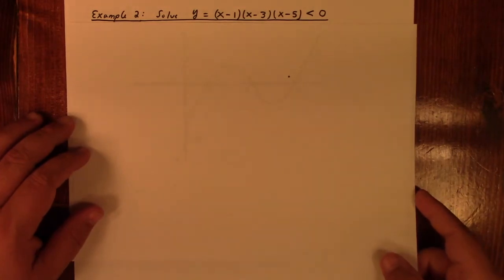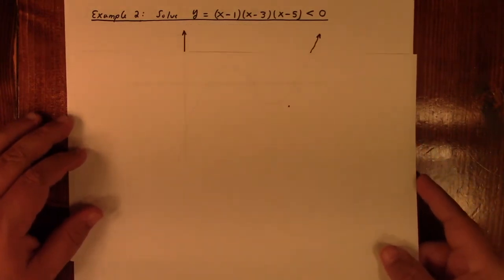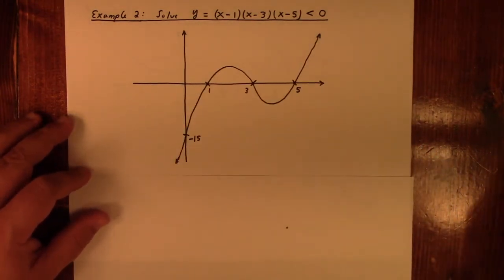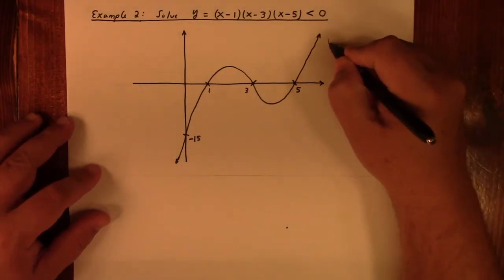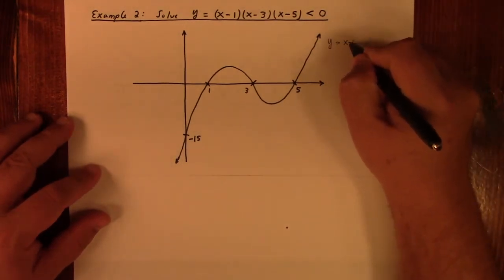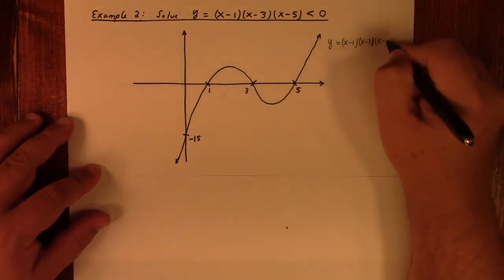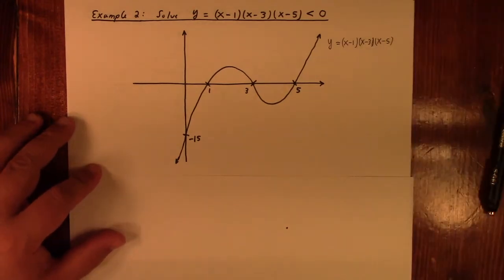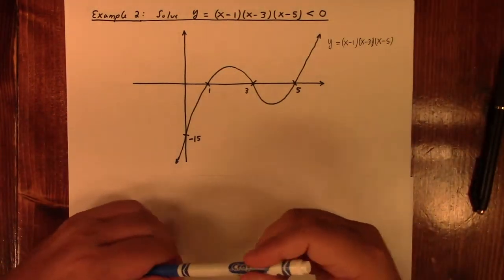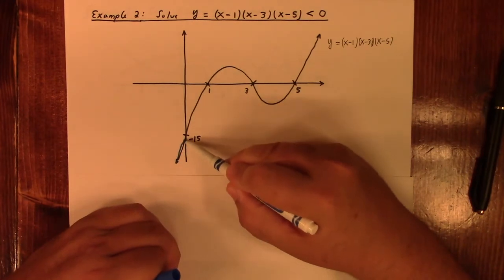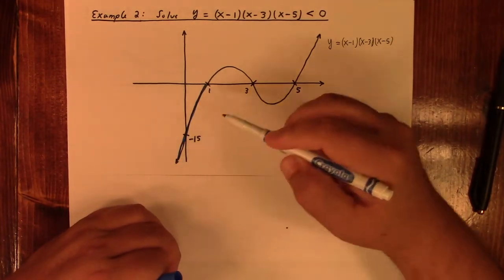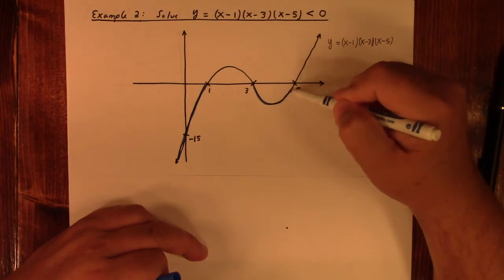Now, to solve y equals x minus 1 times x minus 3 times x minus 5 less than 0, of course we have a method already. We could use the sign chart. But another way we could do is to graph that cubic, right? To graph y equals x minus 1 times x minus 3 times x minus 5. And then if we're looking for places where it's less than 0, well, we can see it. It's this part, and then this part over here is less than 0.